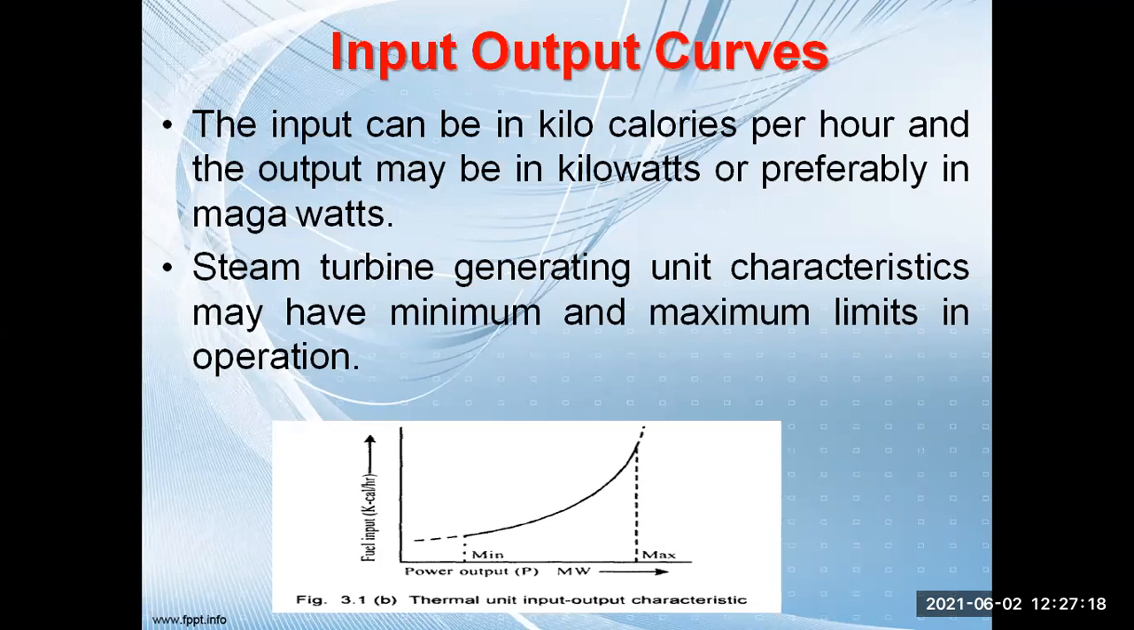So if we plot the input versus output characteristic, the nature of the characteristic is continuously increasing. Now here we have a minimum point and there is a maximum point. So why is there a minimum and maximum? See, there is a limit in the boiler. If you are generating more and more electrical power from a particular generating station, there is a capacity of the boiler. If you generate more than that, the boiler gets overheated and cannot sustain that amount of heat. So there is a maximum capacity of generation.